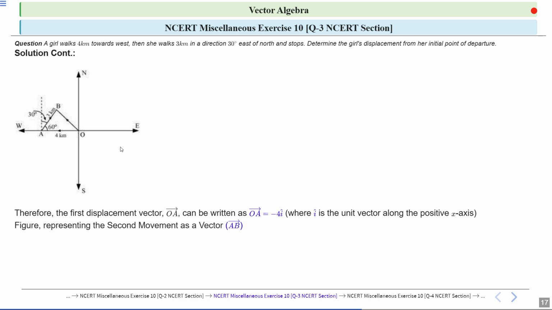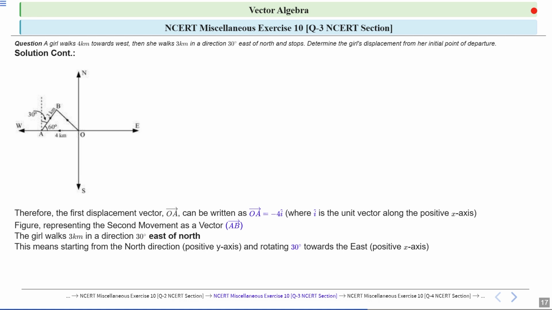Now, the figure represents the second movement as vector AB. The girl walks 3 km in the direction 30° east of north. This means starting from north, the positive y-axis, and rotating 30° towards east, the positive x-axis.